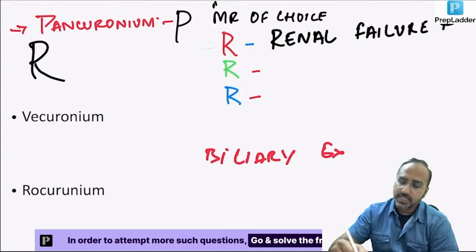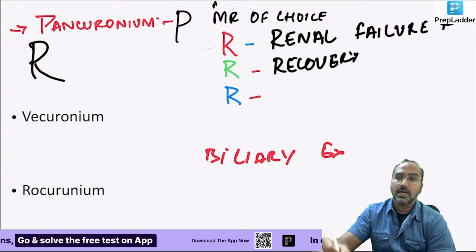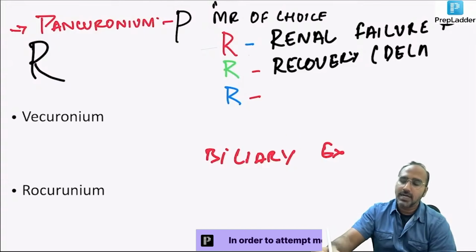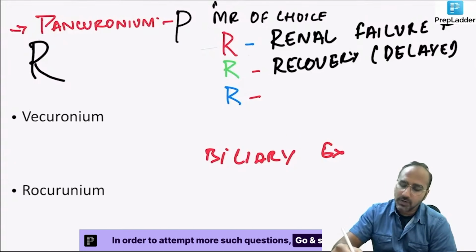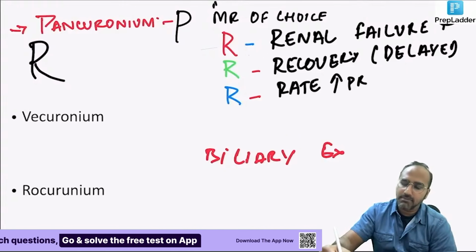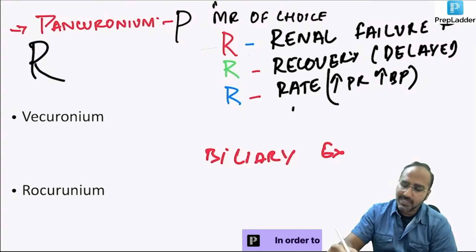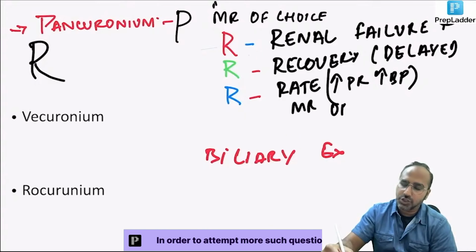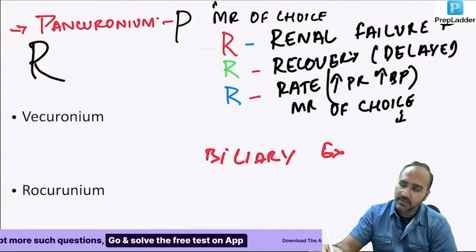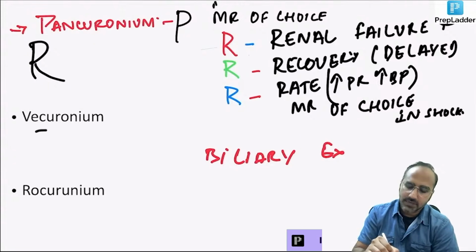Okay. Next is what, guys? Recovery. Now how is the recovery with this? Remember, pancuronium is the second longest acting, hence the patient will have a delayed recovery. Next is what, guys? Rate. Pancuronium increases the pulse rate and BP. Hence, pancuronium is regarded as what? It is regarded as the muscle relaxant of choice in shock.